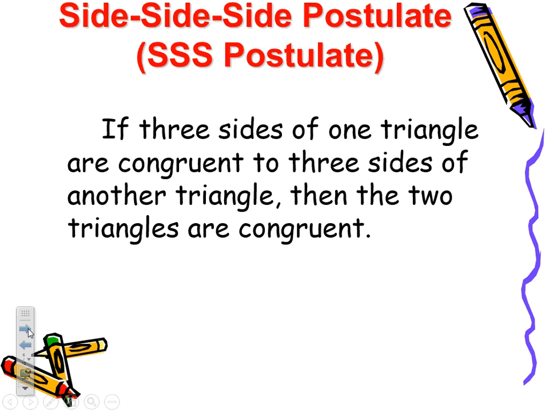We need to write all this down. So push pause if you need to. Side, side, side postulate. And we are going to refer to it as SSS all the time. If 3 sides of one triangle are congruent to 3 sides of another triangle, then the 2 triangles are congruent. So make sure we get this in our notes.